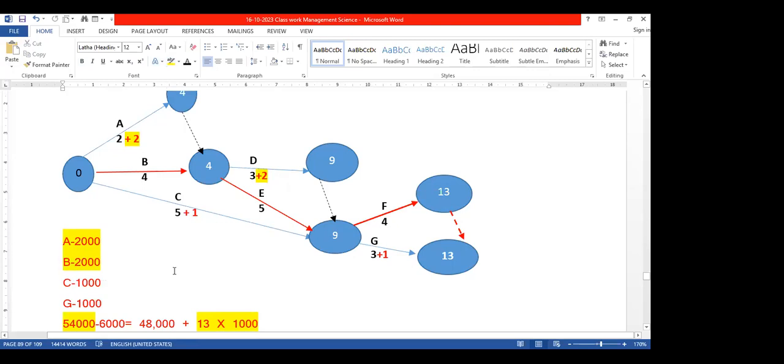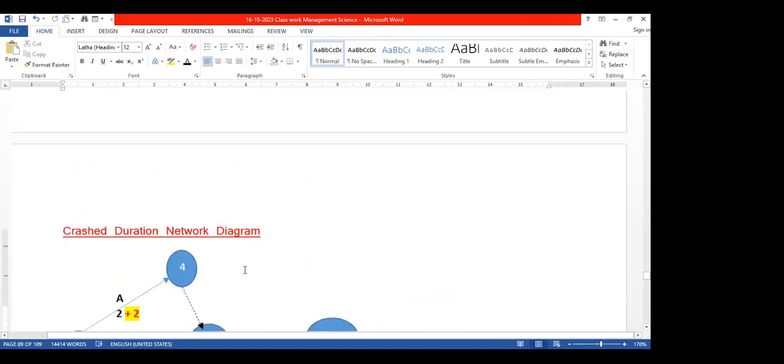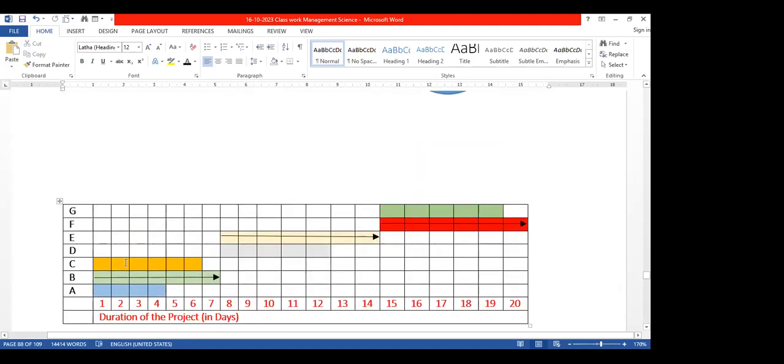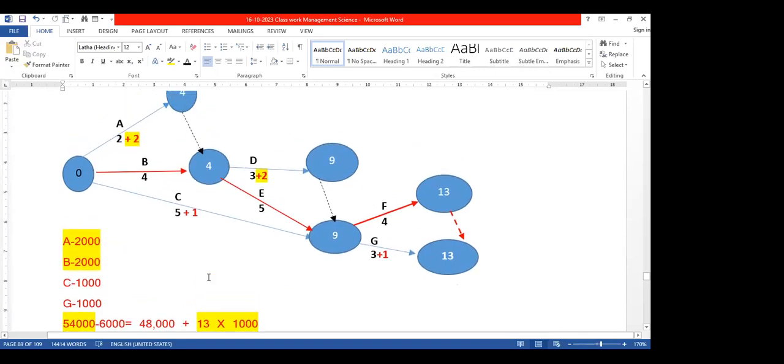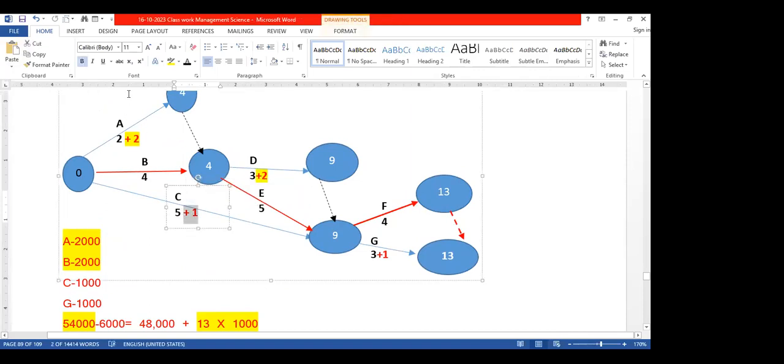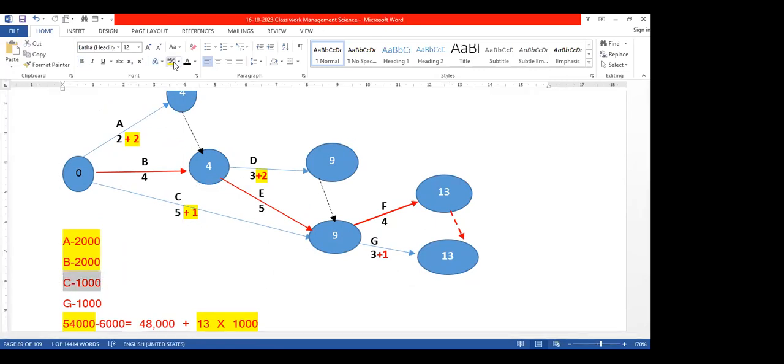Okay. Right. Now we have to look into C. C how many days? 1, 2, 3, 4, 5, 6 days. We have reduced it to 5 days. So this is not necessary. This also we can add. Because you see at this point it is 9 days. 5 plus 1, 6. So then there is 1,000 rupees. It's a cost slope.